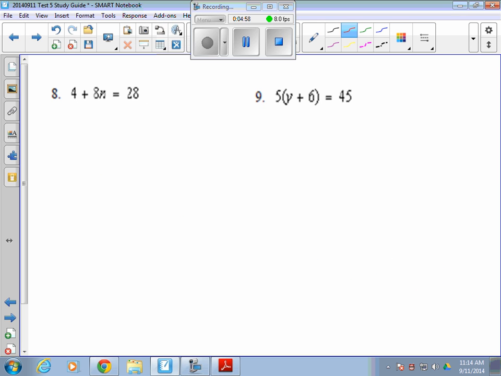Number 8 says 4 plus 8n is equal to 28. Undo the fact that this is positive 4 or plus 4 by subtracting it. If you subtract 4 on the right, do it on the left, it leaves you with 8n on the left. 28 minus 4 is 24. Divide by 8 on both sides, n is 3.